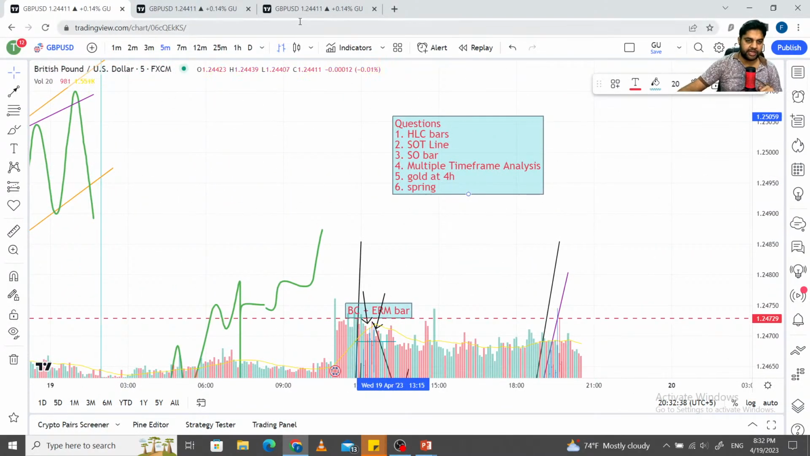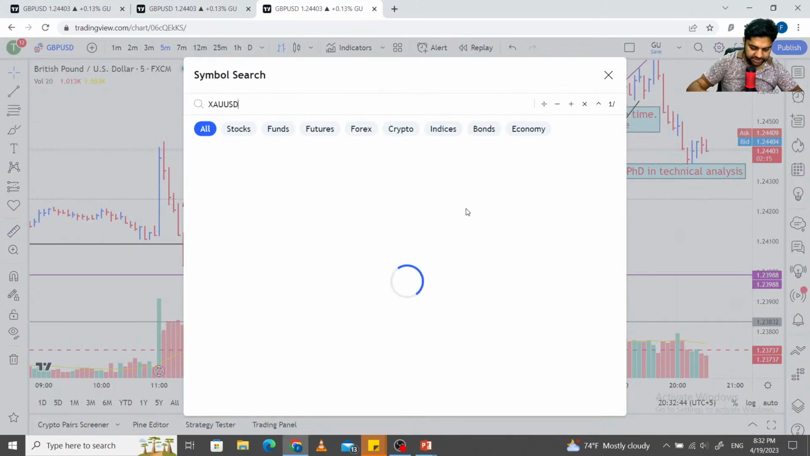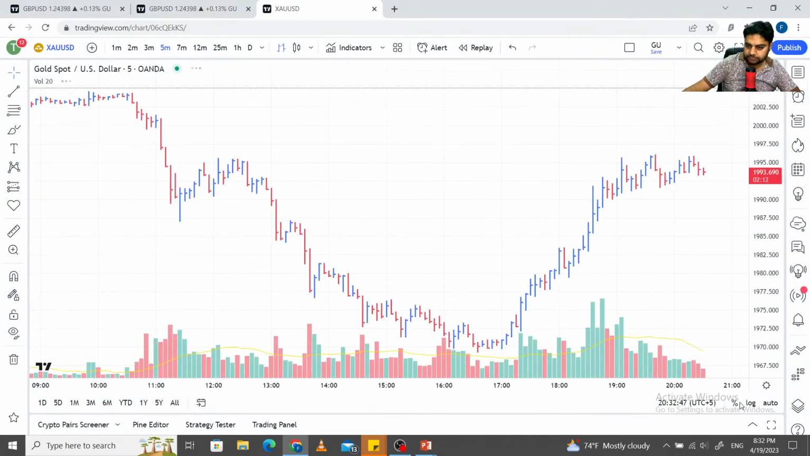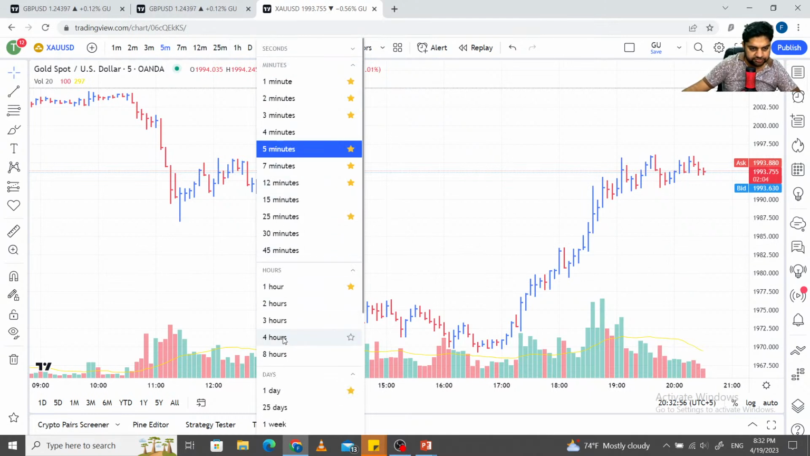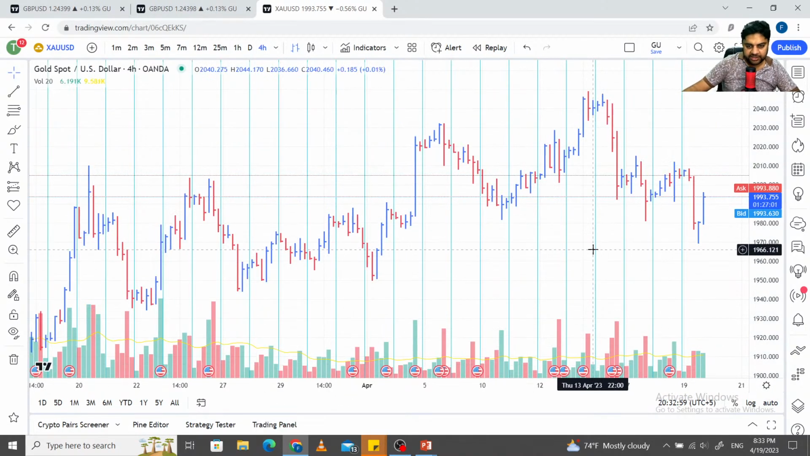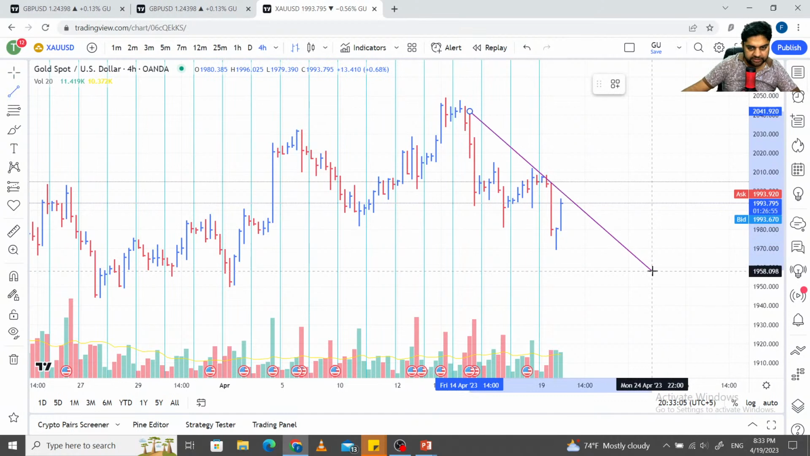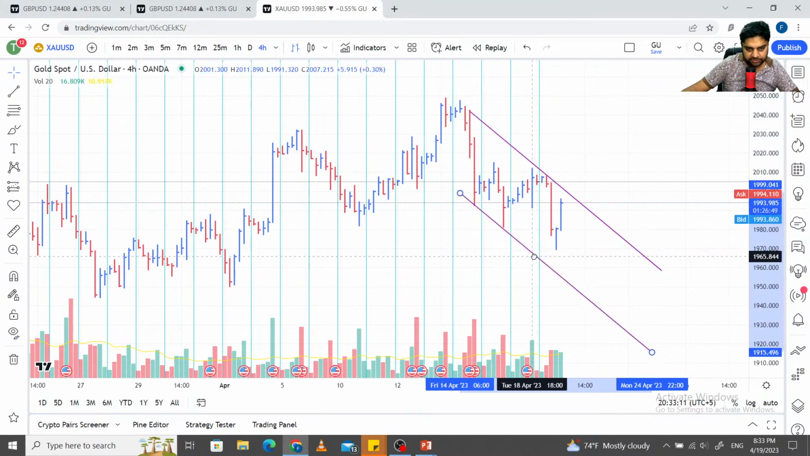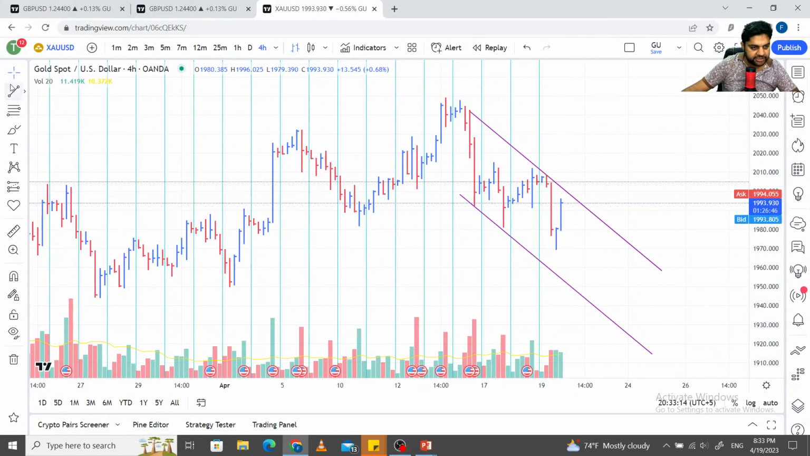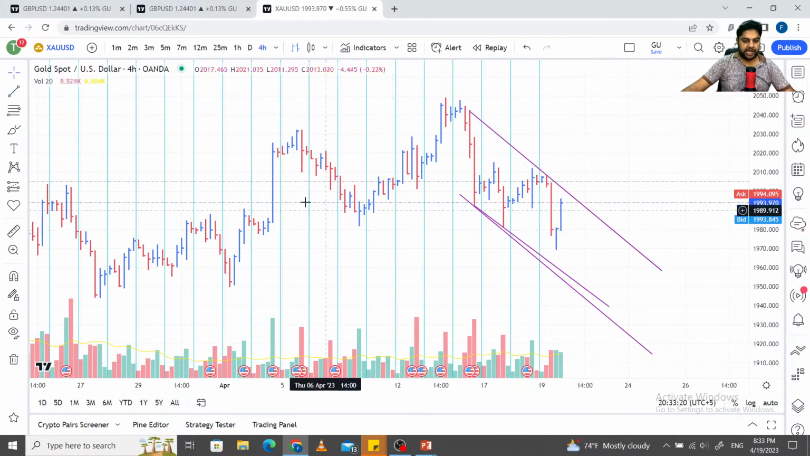Okay, so gold at 4-hour time frame. I will analyze the gold, XAU USD, at the 4-hour time frame. I think I can clearly see there is a downtrend going on, and I don't know if the market has been able to recover. So I will wait for the market to come down to these levels, and I think the market is also making a line just over here, and I will wait for the market.